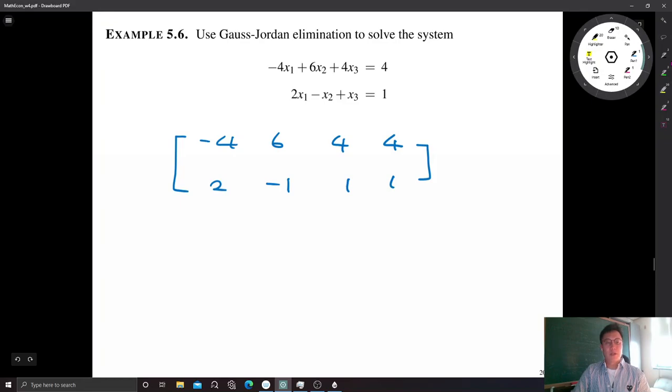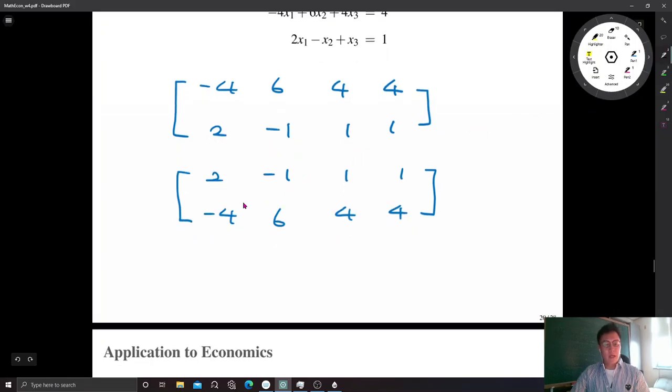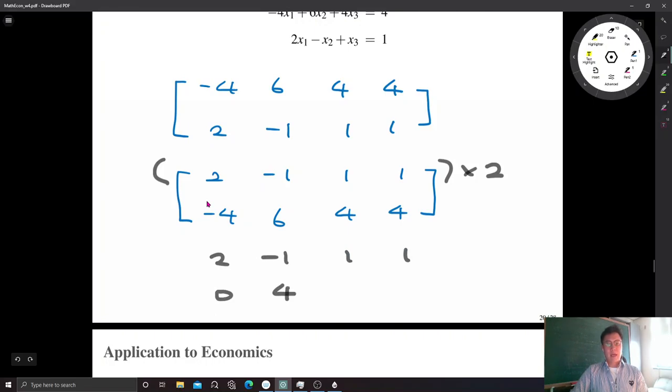We can first switch the first and second rows. So using row switching, put the second row on the first row. Right? And how do you do this? I can multiply the first row by 2 and add it to the second. Then we can kill this -4. So 2 and 0, 4 and 6 and 6.